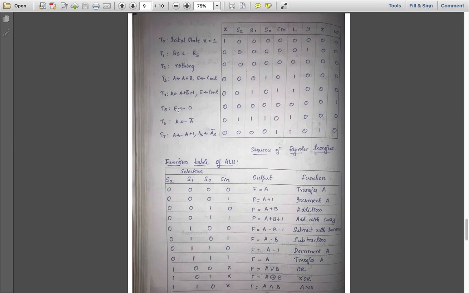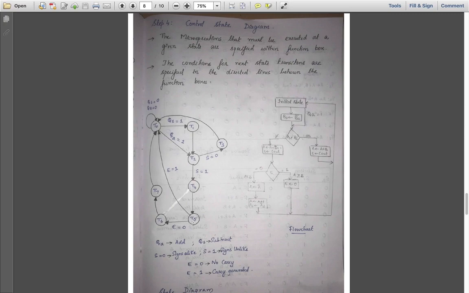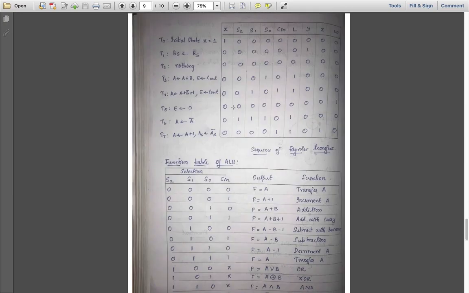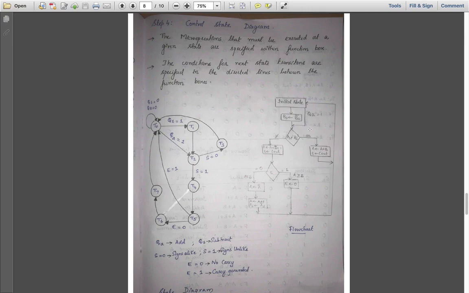Now in the next case, what has been done? In T5, you are checking whether that particular E is equal to 0 or 1. Just one condition needs to be set. For clearing that E, you set W equal to 1. So what is happening here? In T5, if E is equal to 1, then you are going to clear that particular carry flag and go back to the initial state.